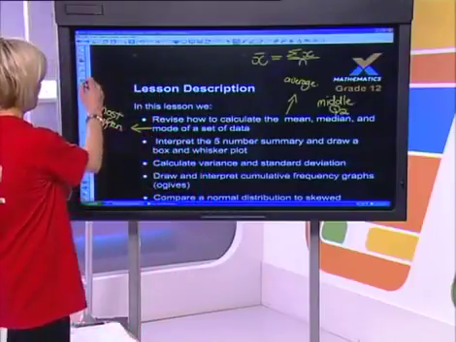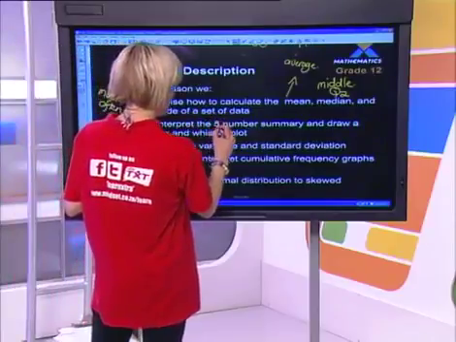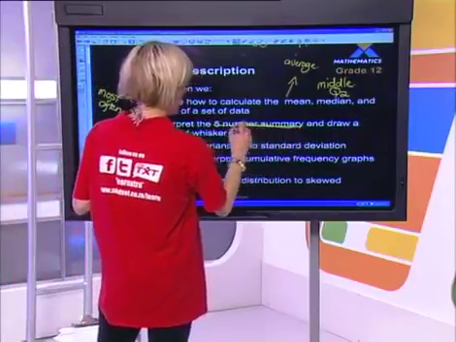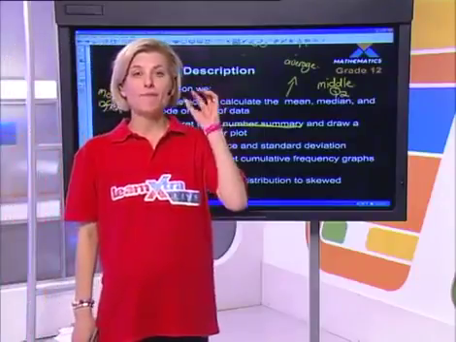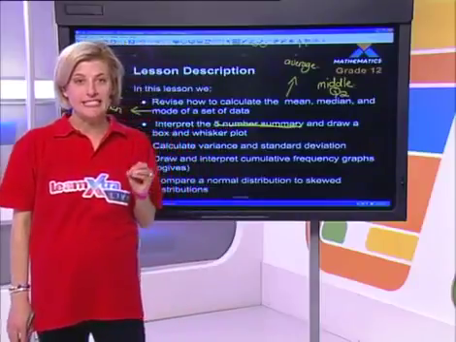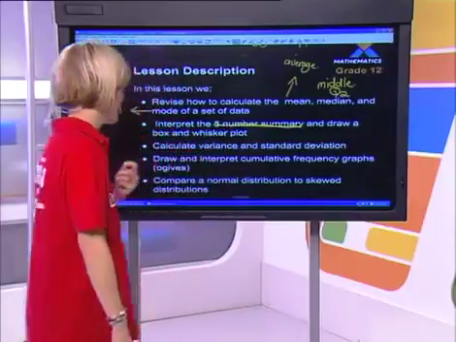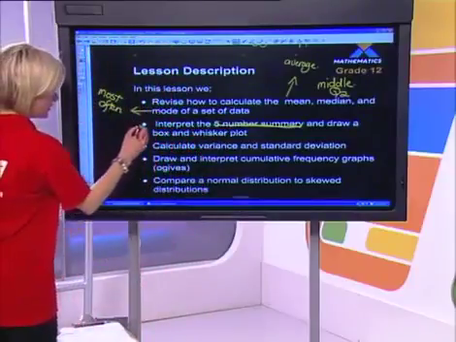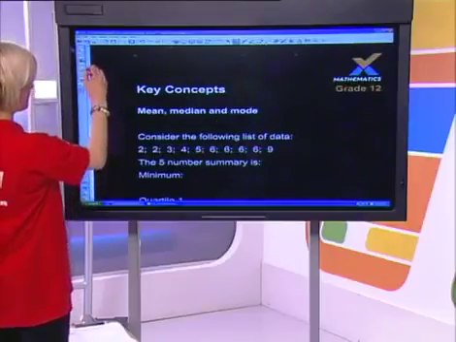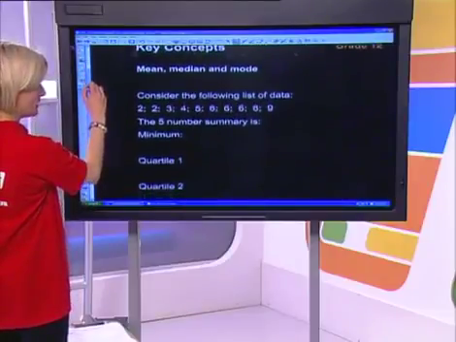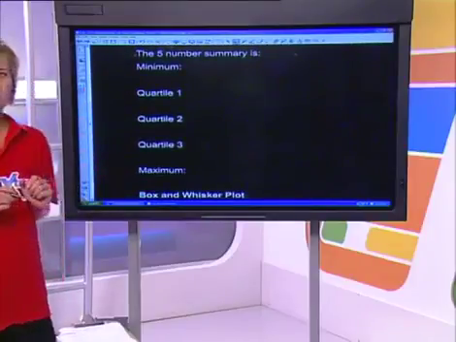We're also going to have a look today at something called the 5-number summary. Now, the 5-number summary are those 5 important data values that you need in order to draw a box and whisker diagram or a box and whisker plot. So let's move on to the next page. We've spoken about the mean, the median, and the mode. Now we're going to go on to the 5-number summary.